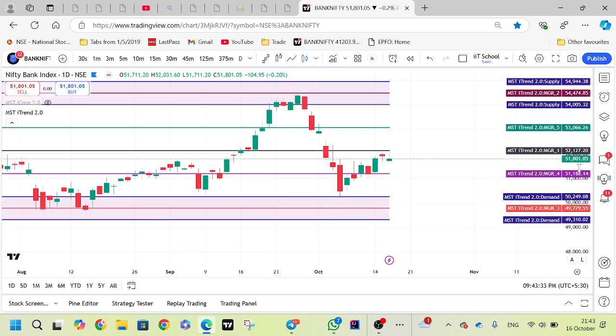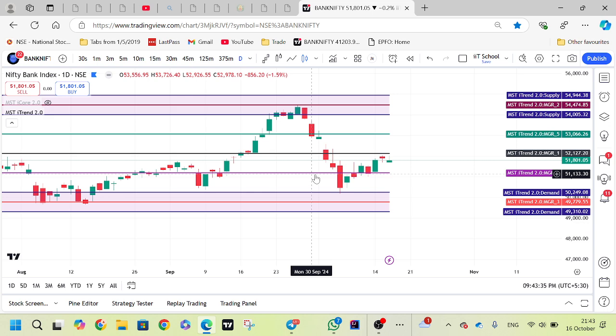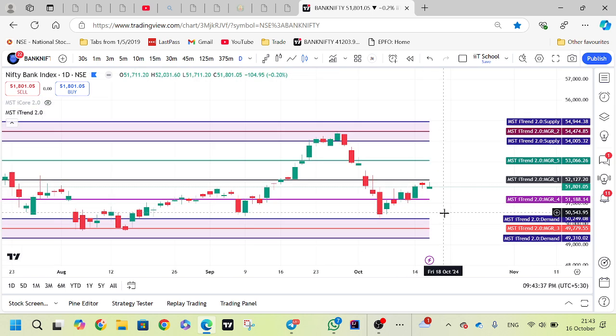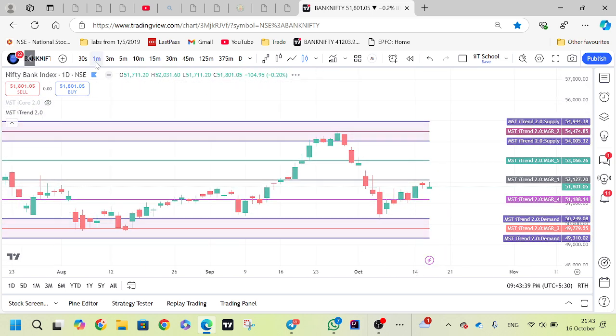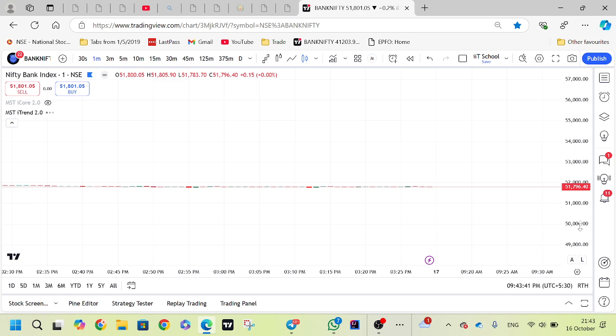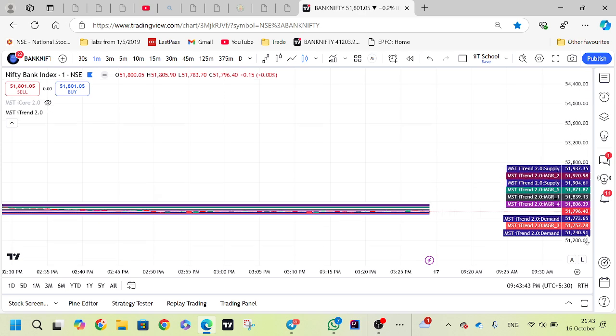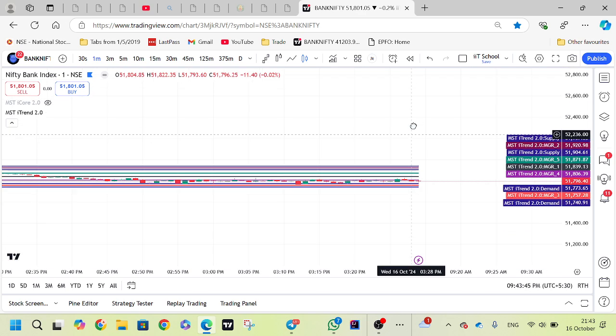Sir, can we use the same indicator, same supply zone and demand zone in a 1 minute time frame? It's a very good question. You just change the time frame and check what it has given.